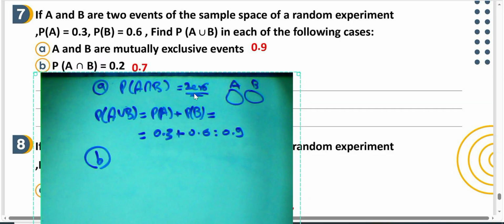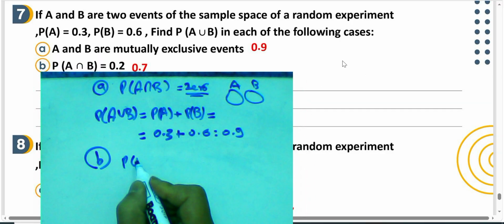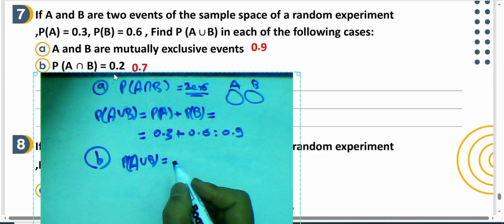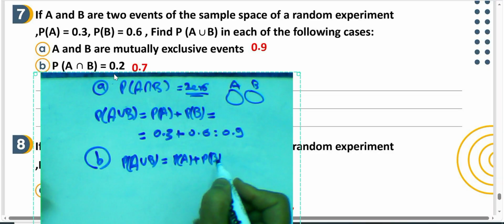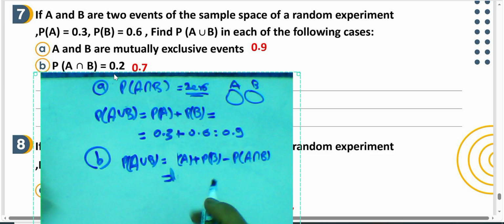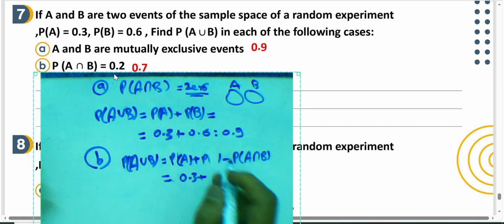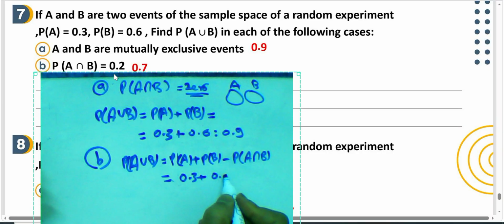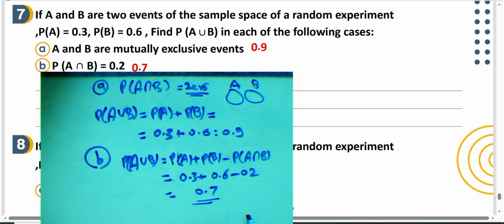Question letter B, you want to find the union A union B when the intersection is 0.2. So you must write the rule: probability of A plus probability of B subtract probability of A intersection B. Probability of A was 0.3, and probability of B was 0.6. Subtract the intersection 0.2. The result will be 9 minus 2, 7. The result will be 7 tenths. Next question.